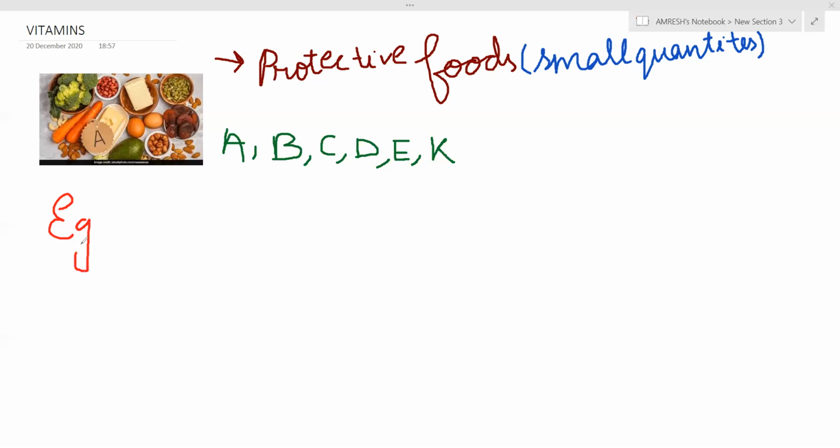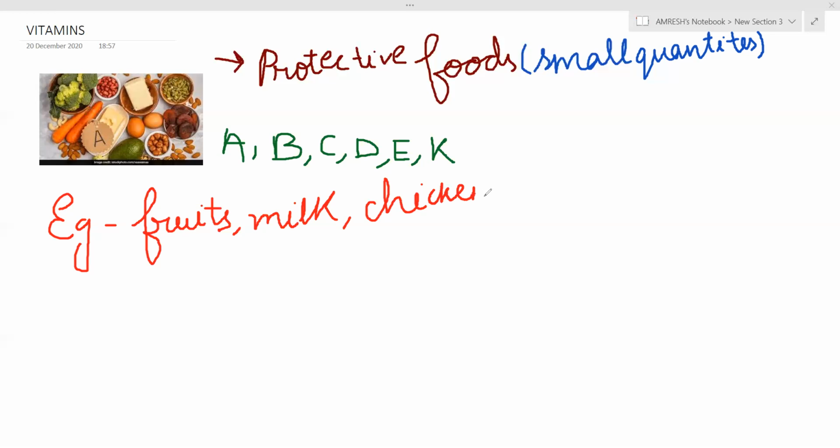And also their examples like fruits, orange, lemon, they are good source of vitamin C. Citrus foods. So fruits. Then what? Milk. See, milk is very important source of vitamin. Then your chicken is also a very important source of vitamins. So your chicken, you all must be liking chicken, non-vegetarians.